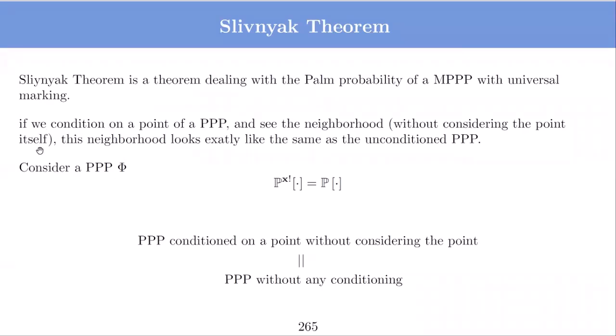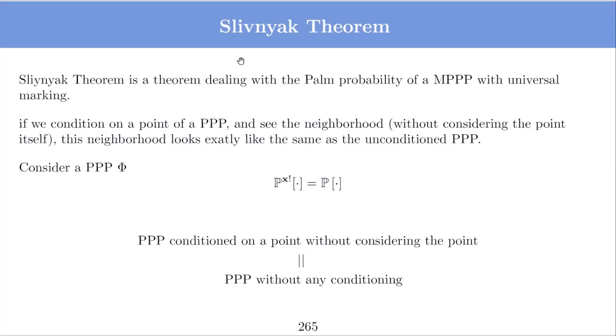So we condition on there being a point at a particular location. We go to that point and look around the neighborhood, and by looking at the neighborhood, we do not consider that point as a part of the process. I mean a neighborhood consisting of the rest of the points. Then this neighborhood would look exactly like what is seen from the same point in the case of the unconditional Poisson point process. So if you go to the same location where there is a Poisson point process without any conditioning and look at that, whatever the distribution of that process is, that would be the same as this conditional distribution.